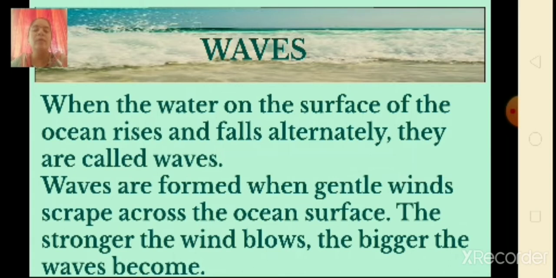Waves are formed when the gentle wind scrapes across the ocean surface. The stronger the wind blows, the bigger the wave becomes. So, children, during a storm, the winds blowing at a very high speed form huge waves. Now, these may cause tremendous destruction.